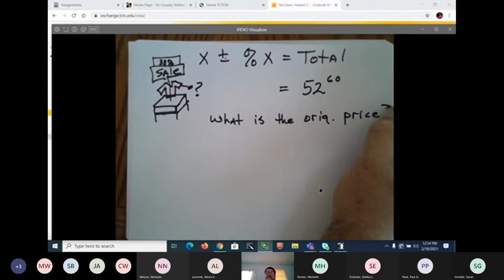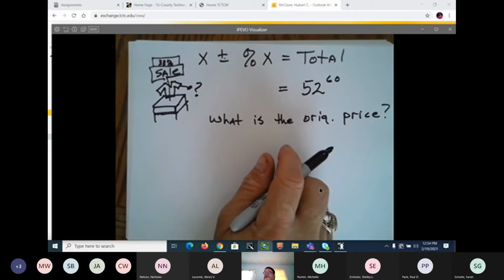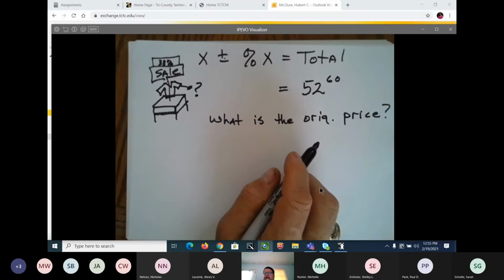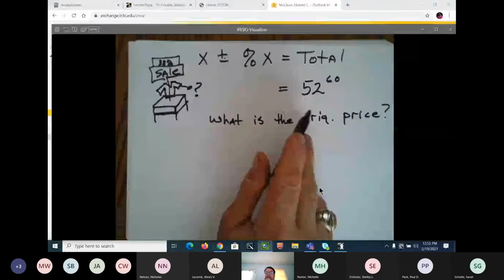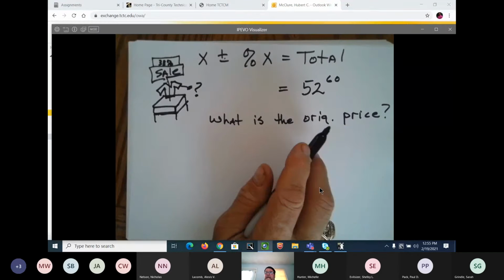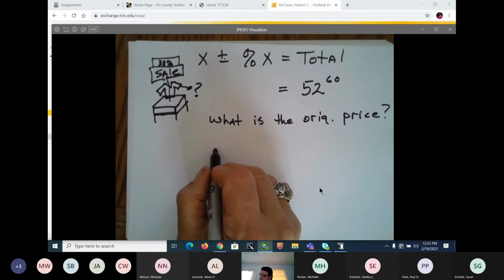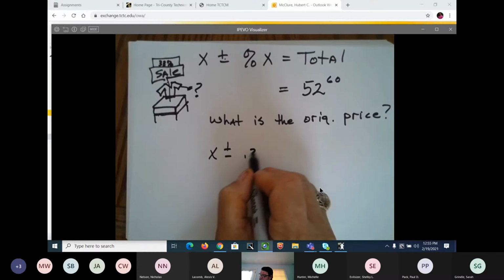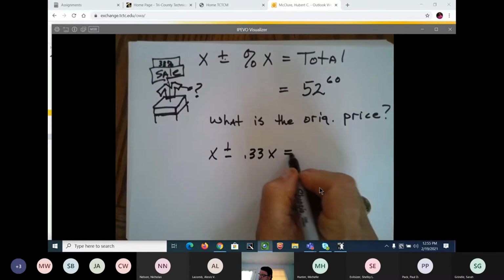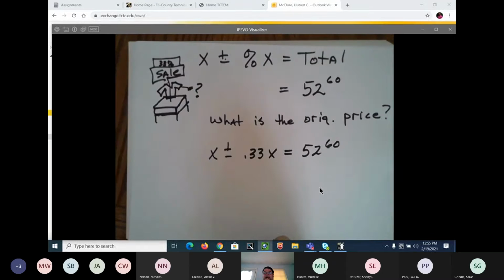If you think you know how to do this, chances are you don't, because there's only one way to do this. There's two ways actually, but the second way is like 3 or 4 steps. A lot of people say, I'll just take the 52.60 and multiply it by 0.33 and subtract it off. No, you can't do it that way. You have to use the Walmart equation. X plus or minus 0.33x is equal to 52.60. Now, what is a discount? Is it plus or minus?